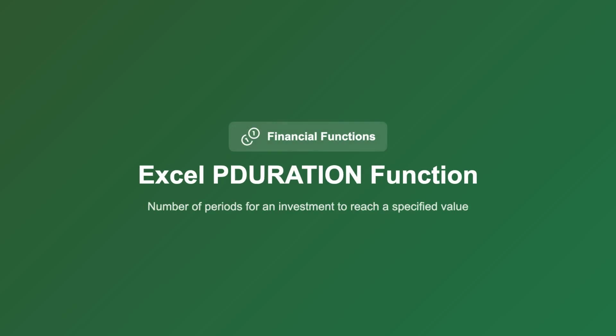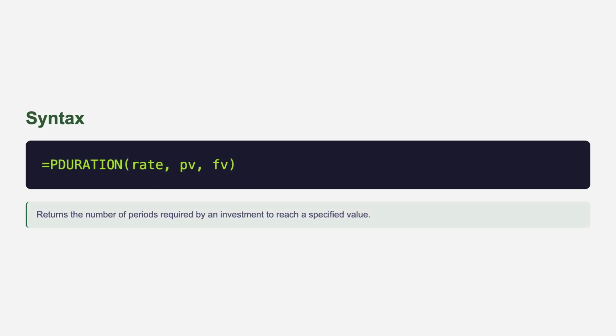Excel PDURATION function. This function calculates the number of periods required for an investment to reach a specified value. It is useful for determining how long it takes your money to grow to a target amount. The syntax is PDURATION with three parameters: rate, PV, and FV.